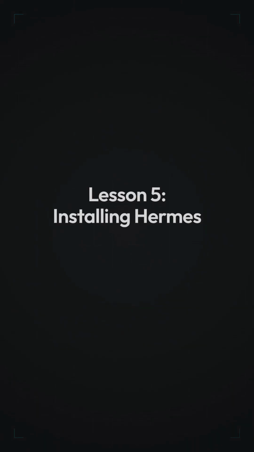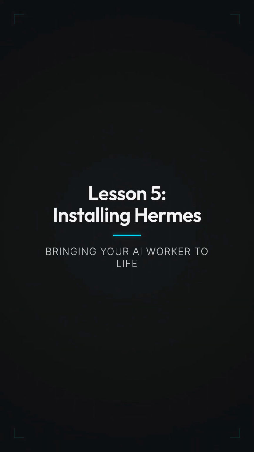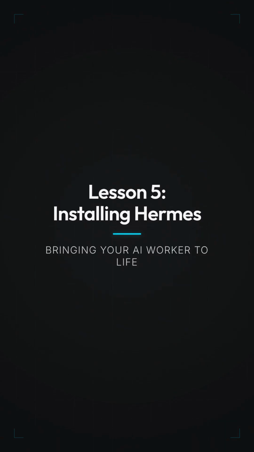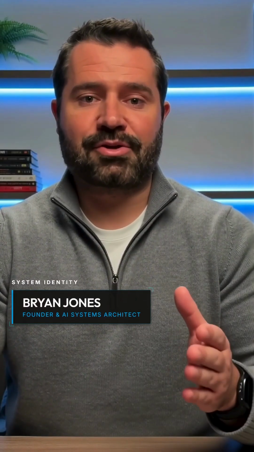Welcome back. In Lesson 5, we are taking the most significant technical step yet, installing Hermes. Subtitle: Bringing Your AI Worker to Life. Your server is online, your connection is secure, and your Linux environment is ready. Today, we install the layer that turns this blank server into a professional operating environment.